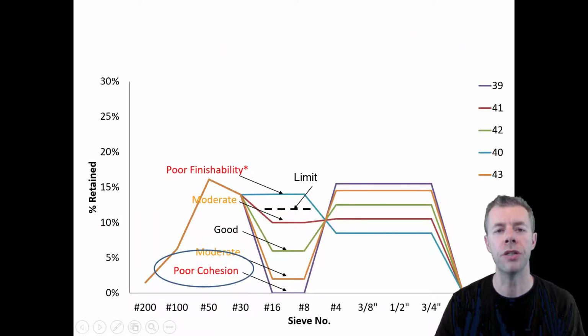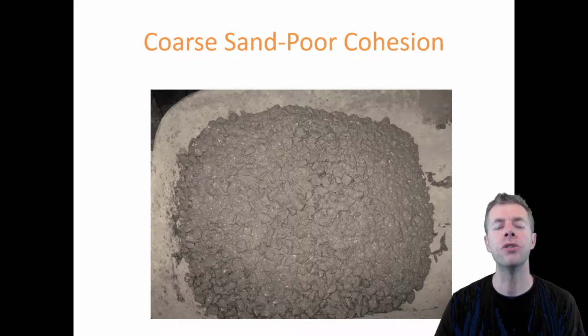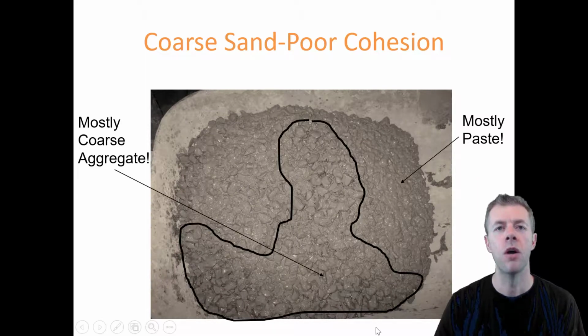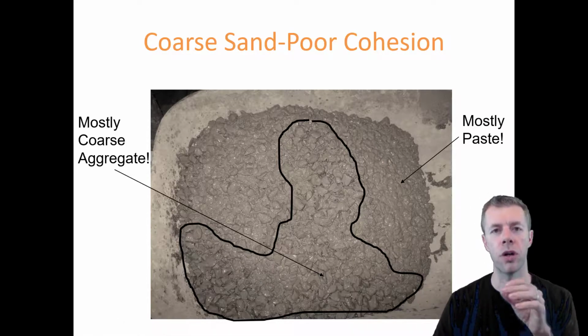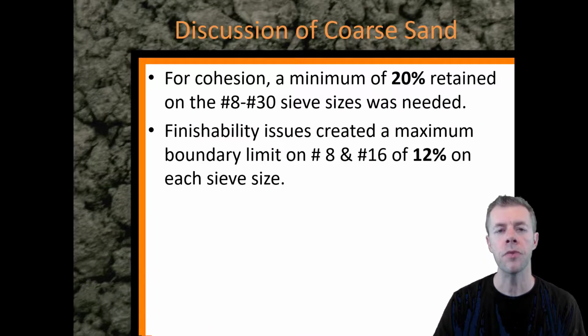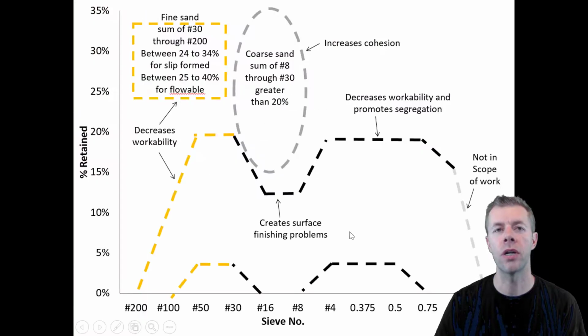Here's one with poor cohesion. What does that mean? Well, once you dump it in the wheelbarrow, it segregates. We have almost all coarse aggregate right here and almost all paste over here. The cohesion is awful out of the concrete mixture. After it comes out of the actual mixer, it just starts to separate. So for cohesion, a minimum of 20% retained on the number 8 through the number 37 analysis was needed. For finishability, we created a maximum boundary limit of 12% on each of the number 8 and 16 sieve sizes. Again, that's the middle part of the tarantula curve.